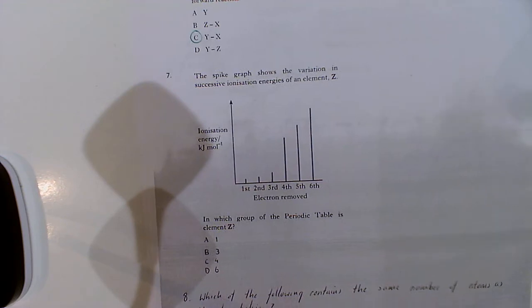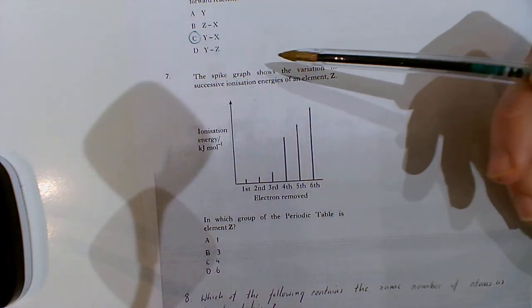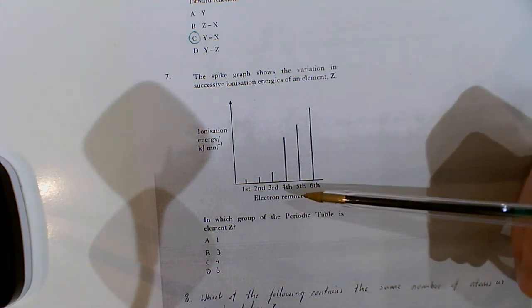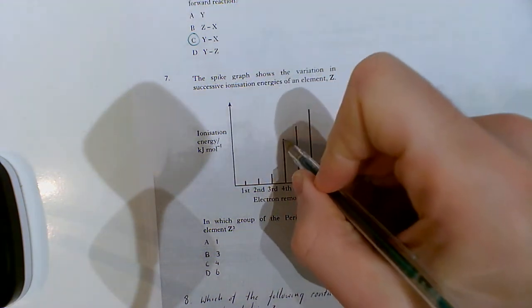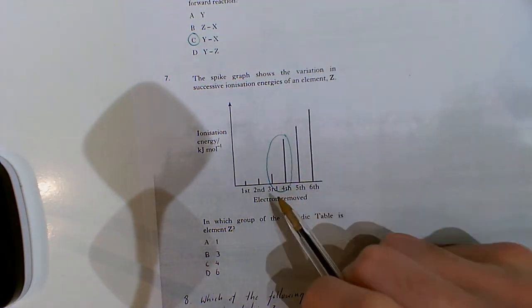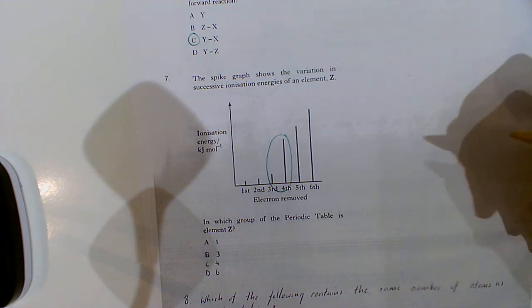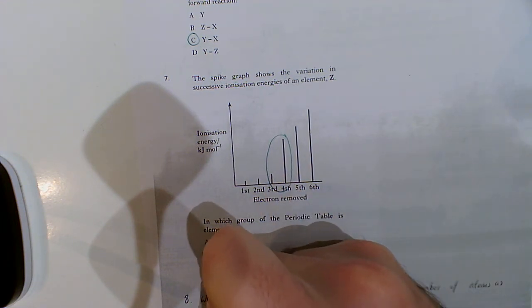Question 7, and again, apologies for the shadows on this camera, it's not the best video. We've got spikes showing our different ionization energies, and it's asking us which group the element belongs to. Well, if we see here, this is where we get our big jump between the third and the fourth. And we get this big jump whenever we have one less energy shell. And we're getting that jump on the fourth ionization energy. So that's when we have lost it, which means we are in group 3.